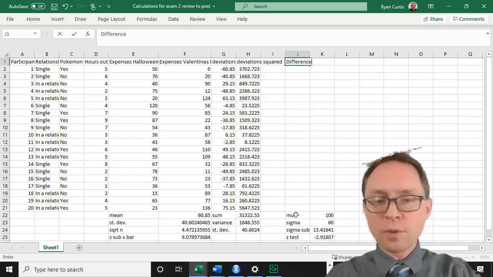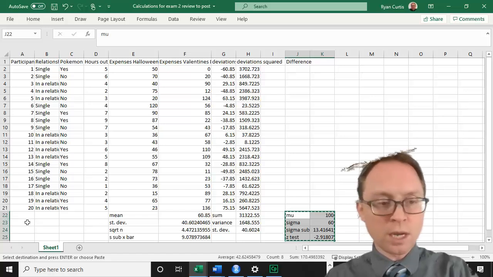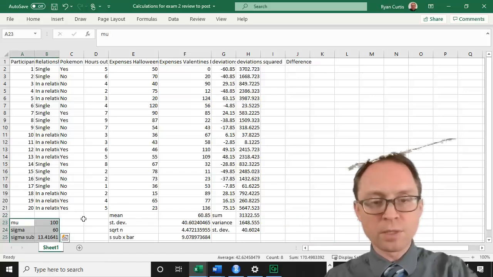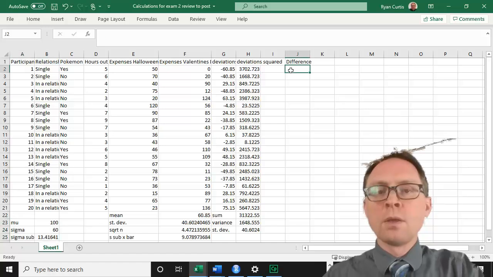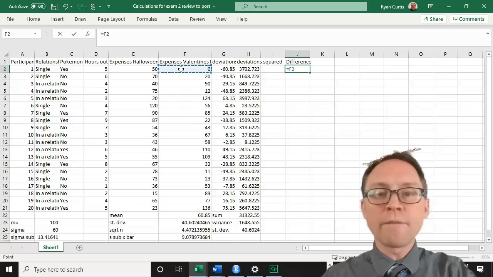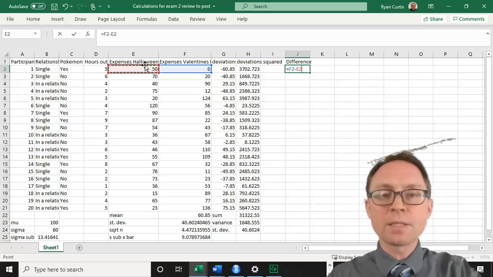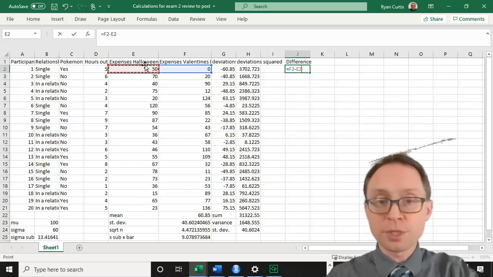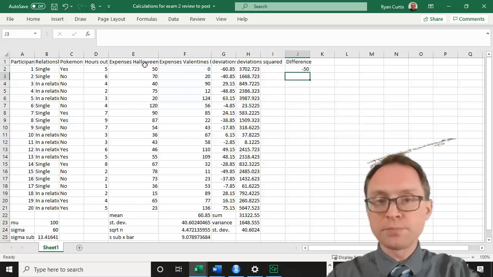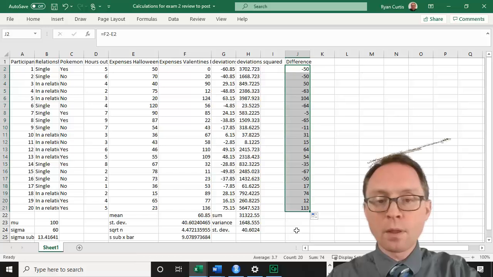Now I'm going to move our mu and sigma and z-test out of the way so that we can talk about other stuff. Let's put those back over here because I don't think we need them. The difference is going to be Valentine's Day minus Halloween for each person. When I do that, these are all the data that I get.